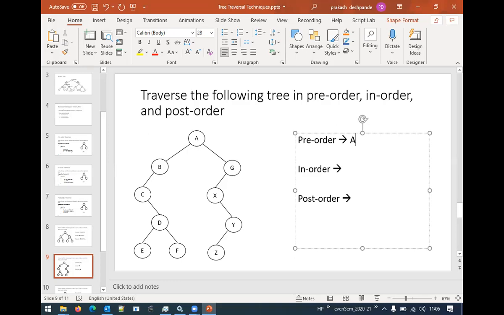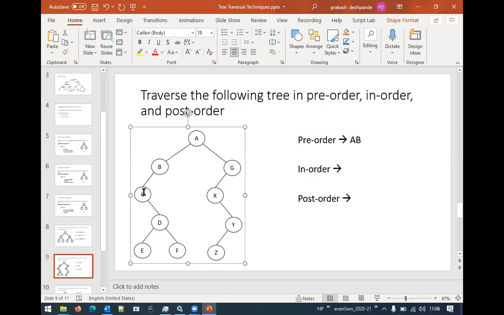After A, what I get there? B. Now I read this particular B. Next, what I should do now? Its left side. On its left side, what I have? C. Now, is this C again a root? How many children does it have? Only one, right? But now I am at a root here. Since C is a root, should I read it first? Yes. Okay. Then after B, I get C.